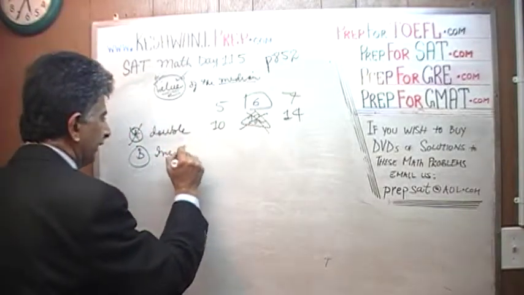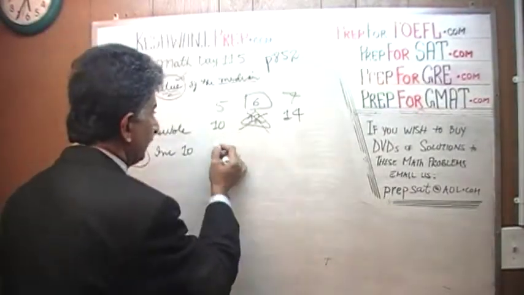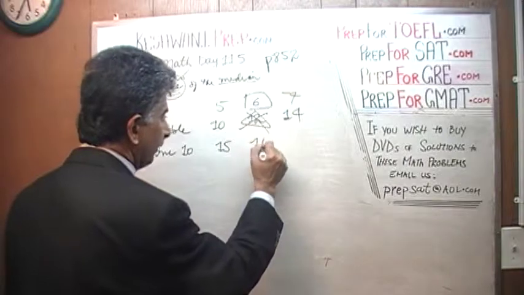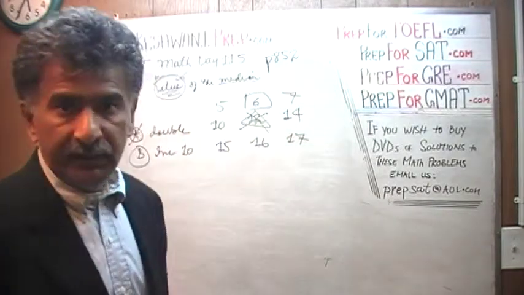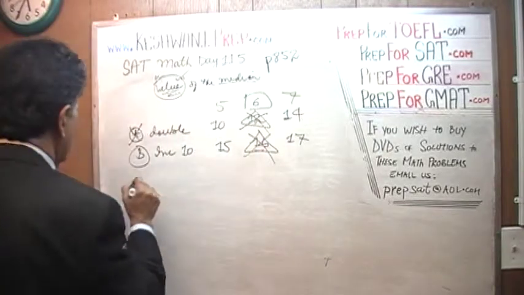Increase by 10. Well, again, if you increase everything by 10, the median is going to be 10 more than before. 5 will become 15, 6 will become 16, and 7 will become 17. The median now is 16. Before it was 6. This is no good.